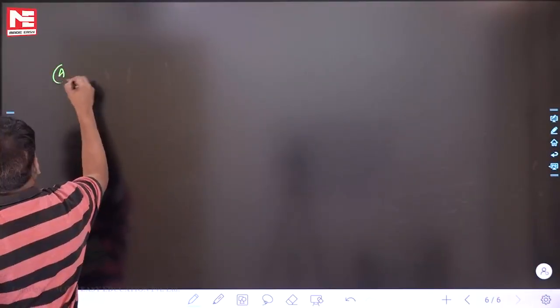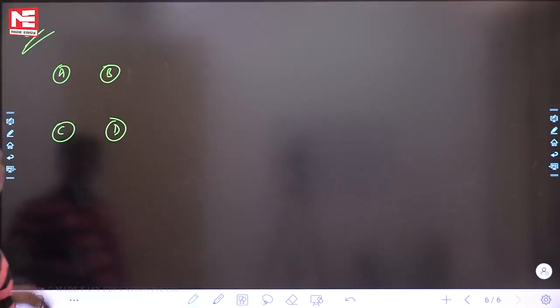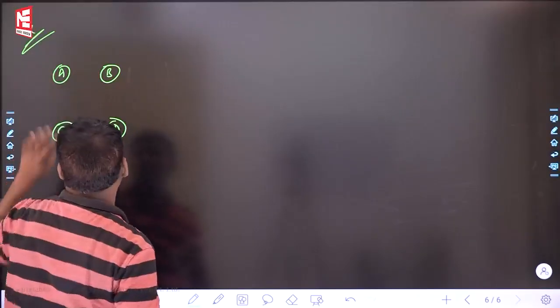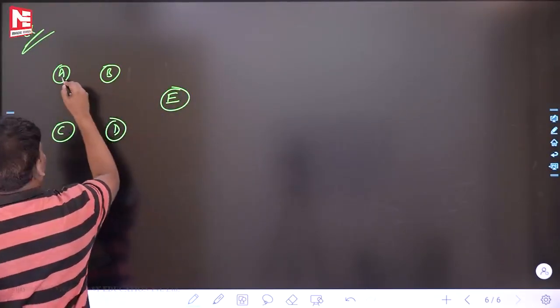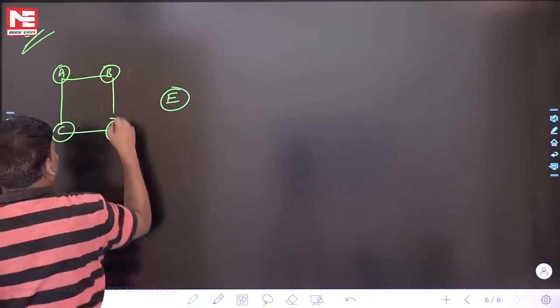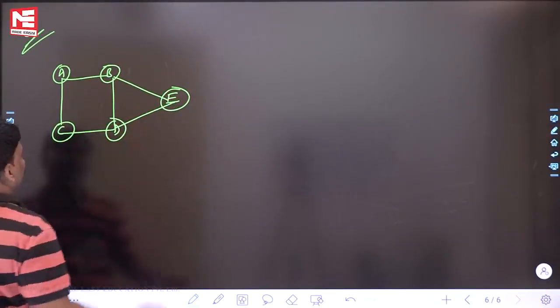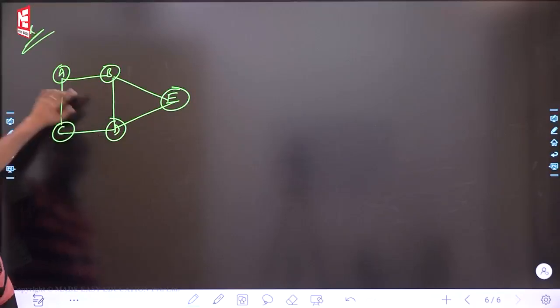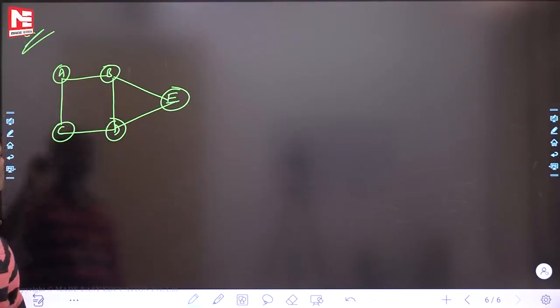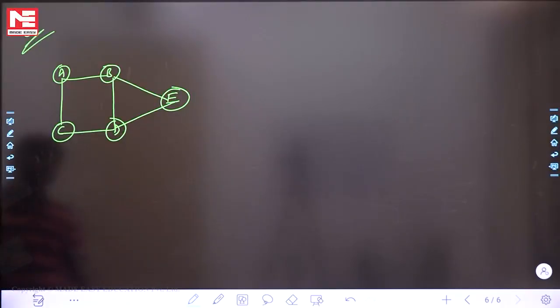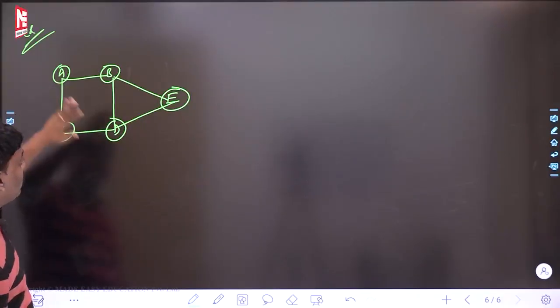Right. Let's go to one more problem. See the next example. A, B, C, D and E. To this graph, how many spanning trees are possible? Let me try manually. Afterward, there is one nice procedure, I will say that also.